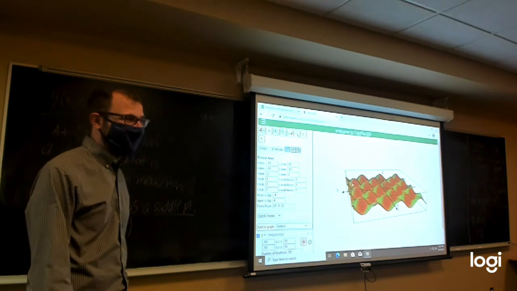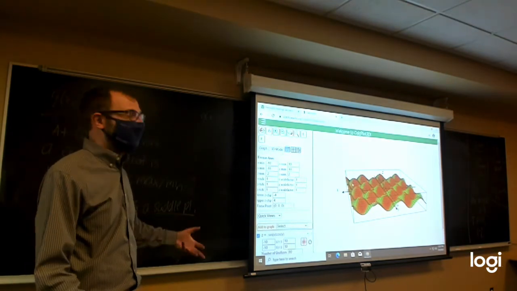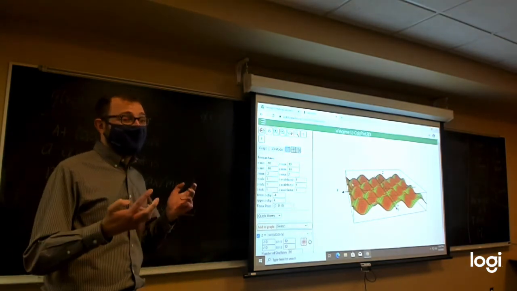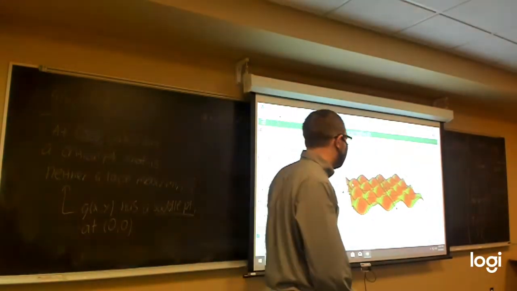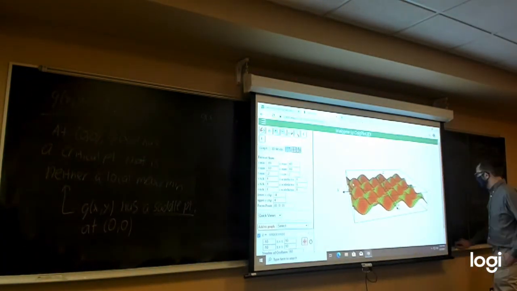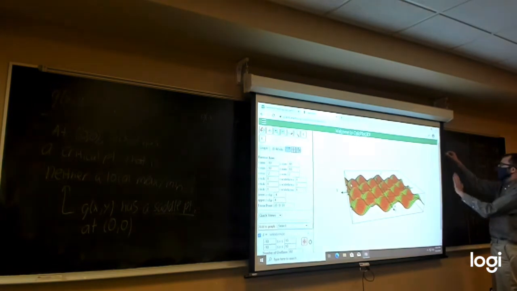I'll give you a hint. If we zoomed out more, we would see even more. It's going to turn out to be the case that this function has infinitely many local maxes and mins.